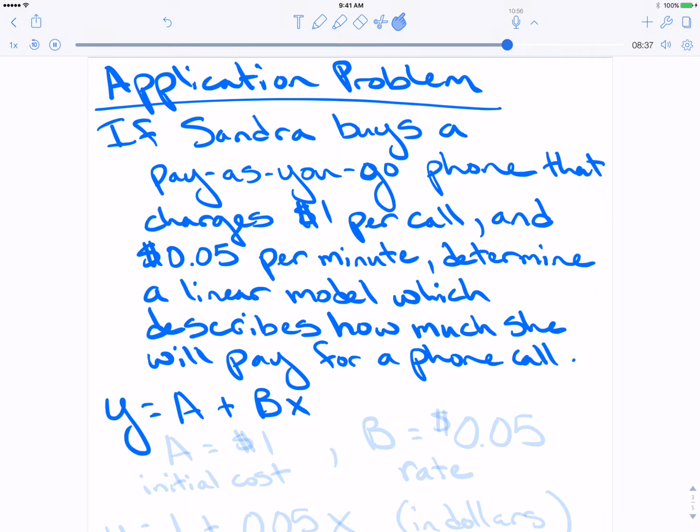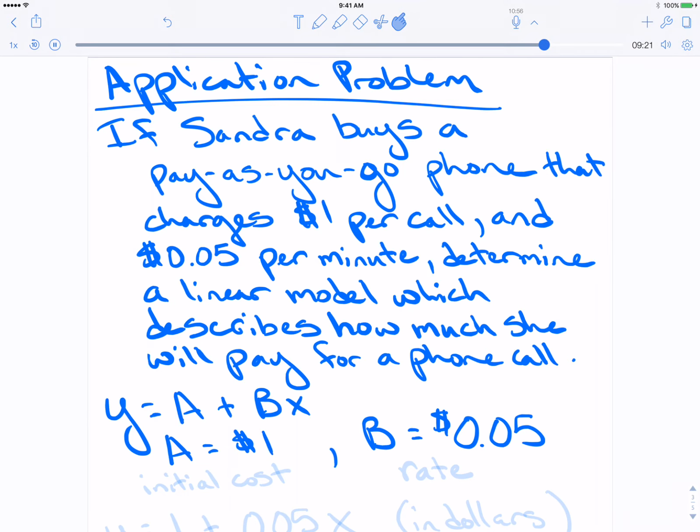The 5 cents is happening for every minute that the call takes place. So for 1 minute, she's only charged 5 cents. For 2 minutes, she's charged 10 cents, and so forth. And the 5 cents gets added for every minute that she talks. So from that, you can tell that the 5 cents is a rate. The 5 cents per minute tells you that it's a rate, and the rate is going to correspond to our b in this equation. So a is going to equal our $1 cost, and b is going to be the 5 cent rate that she has for every minute.